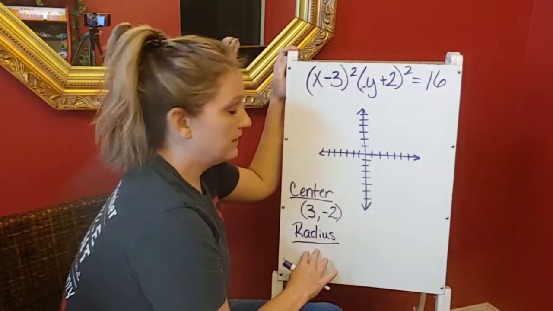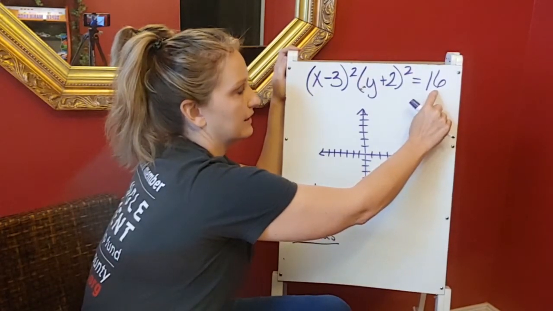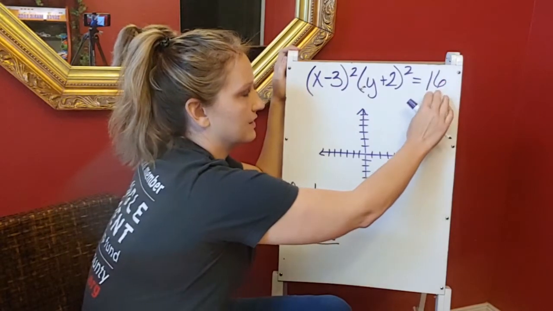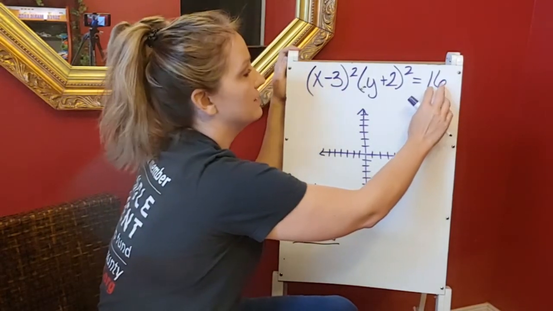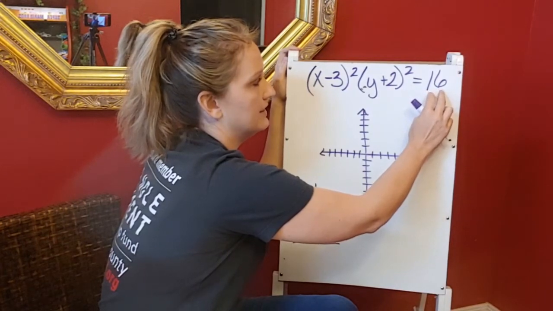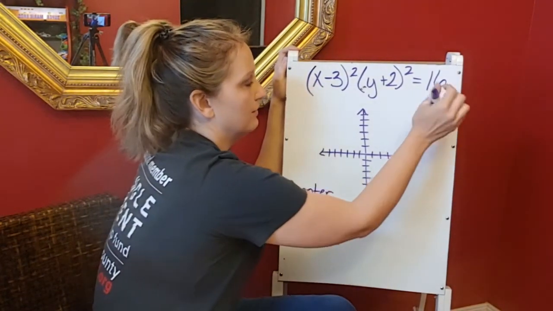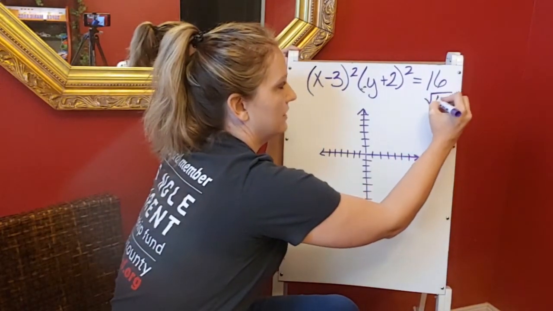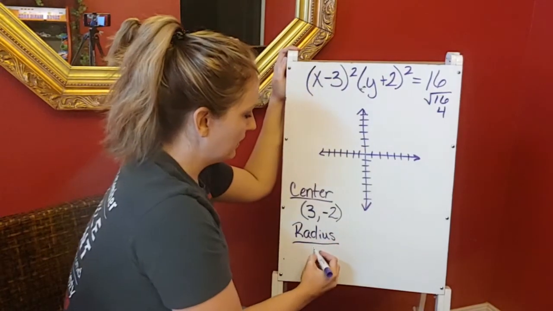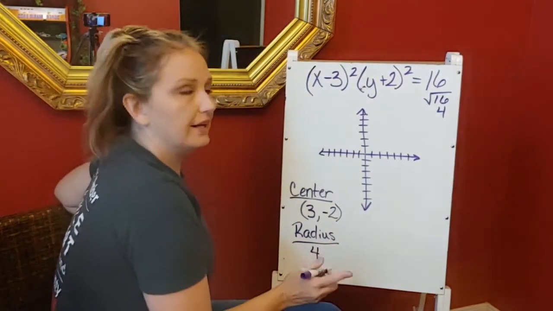The next thing I need to know is, what is my radius? Your radius has to do with this number right here. More often than not, whenever you're graphing a circle, this is going to be a perfect square. And so I'm going to take the square root of this number right here to find out what my radius is. So if I take the square root of 16, that gives me 4. And so my radius is 4. So let's look at how to graph this.